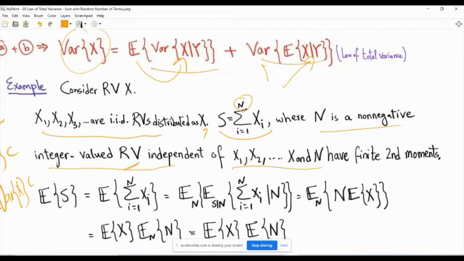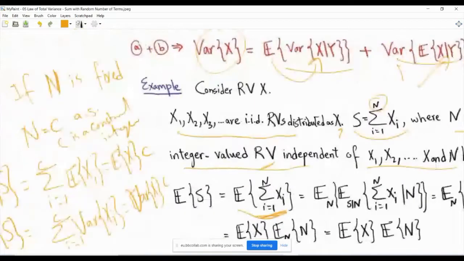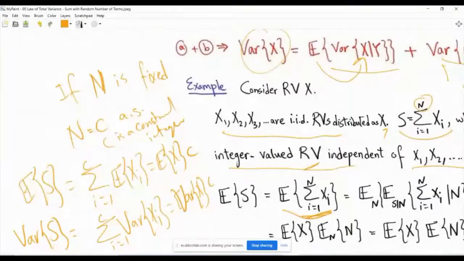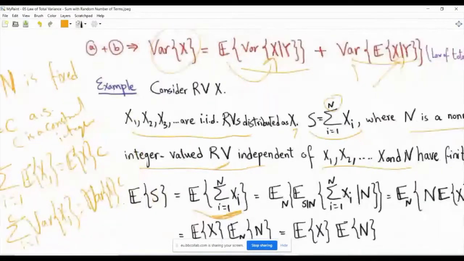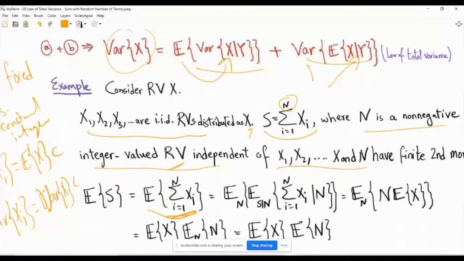So basically, the ideas I have just discussed are the tool. You want to find this expected value. The trick here is to condition on n first, right? Because if you condition on n, if you fix n, things are very straightforward. So this is the trick. If you want the expected value of s, it is the expected value of this thing.